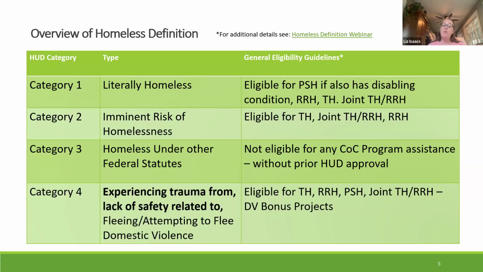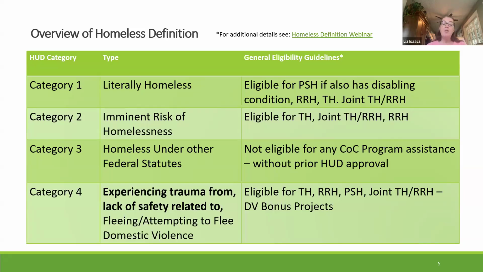And as the slide notes, folks who fit this category one, literally homeless definition, are eligible for permanent supportive housing, rapid rehousing, transitional housing, and joint transitional rapid rehousing. What's important, and we'll talk a little bit more about this later, for permanent supportive housing is that folks need to have a disabling condition. And we'll actually talk about that later, but that's very important for the eligibility of permanent supportive housing.